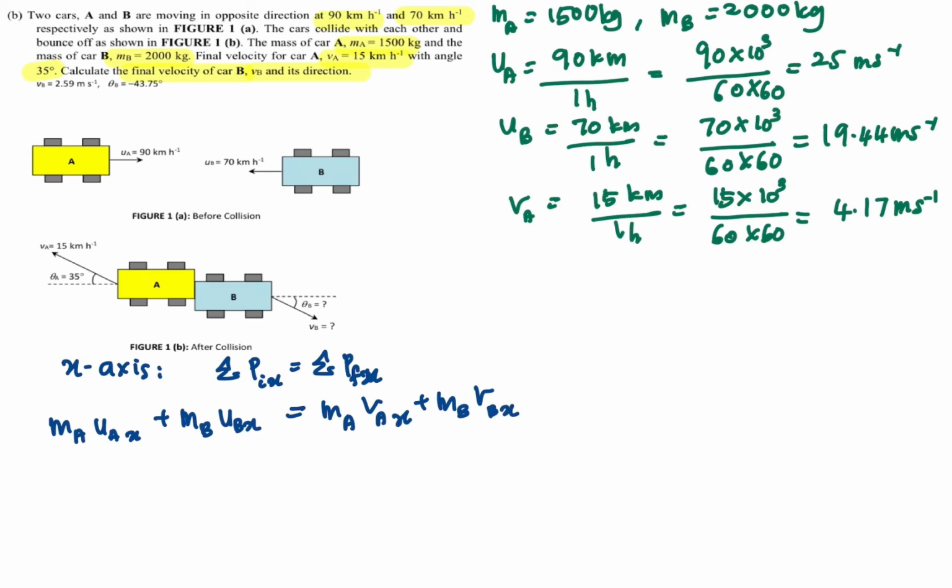Okay, and then substitute value. So we substitute value here, 1500 times u_a x, directly just put down 25, plus m_b is 2000, and then it is opposite direction, which is negative 19.44, and then equal to 1500 v_a x.